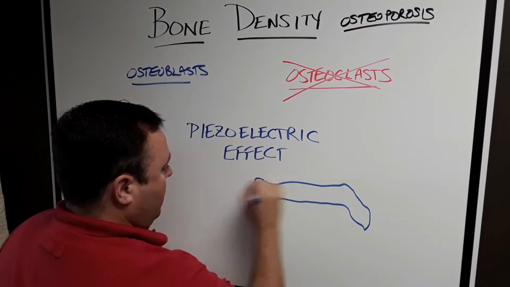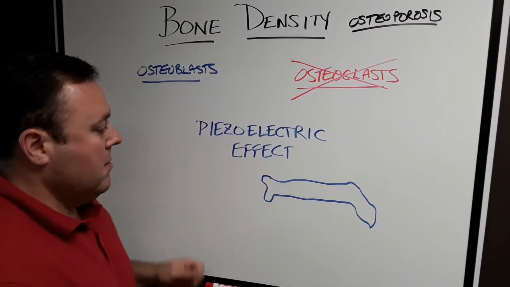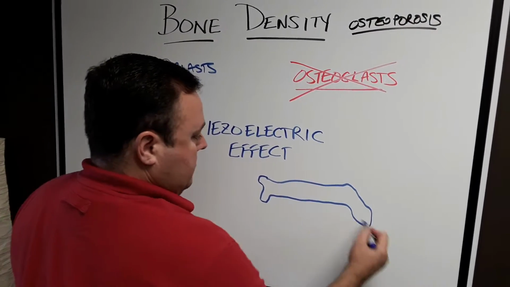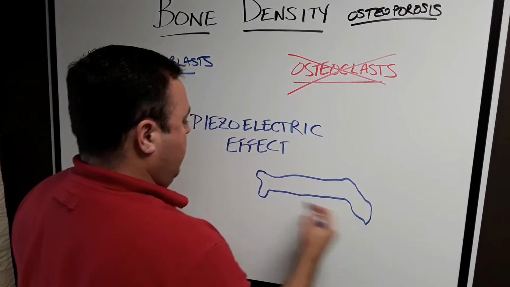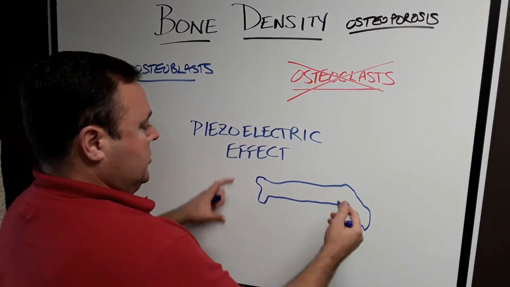Let's call that a femur. It's not really a femur. It's not very good, okay? But let's say this is your hip. Again, I'm not a good artist, but this is your hip, and your knee would be down here, all right? I'm just drawing it this way.